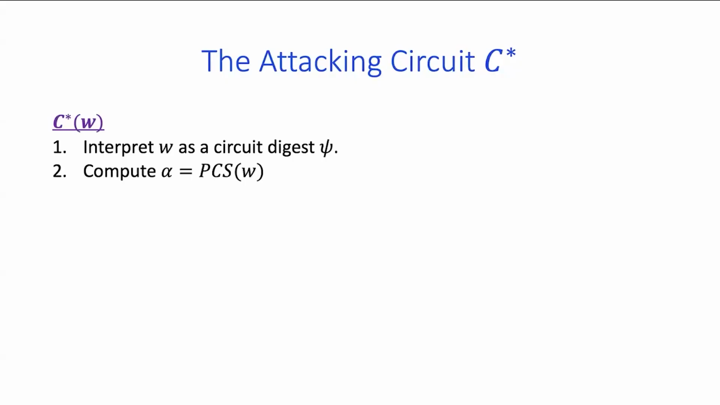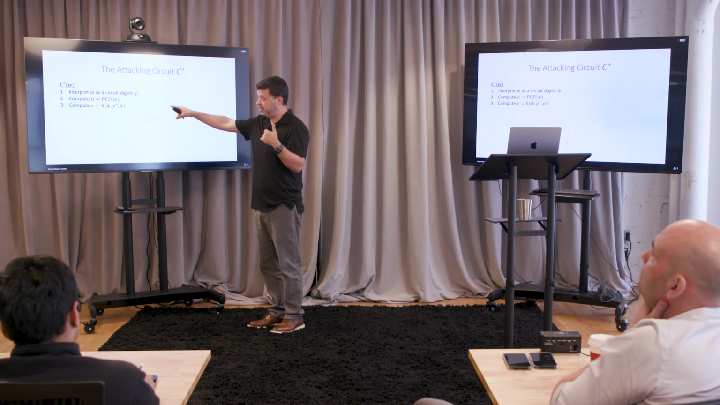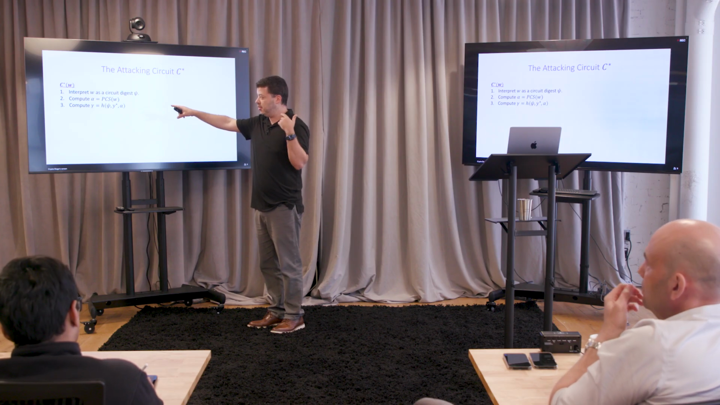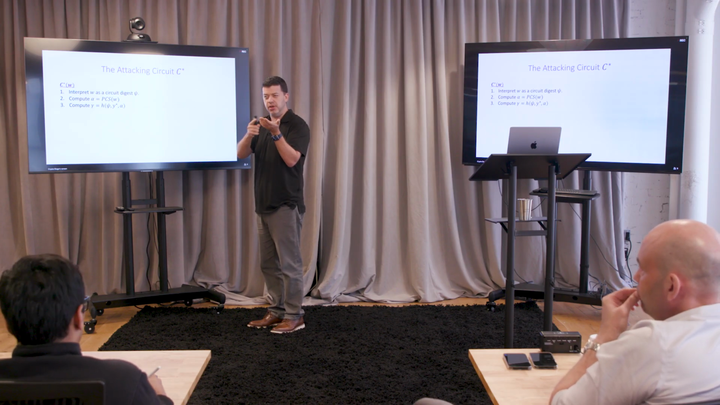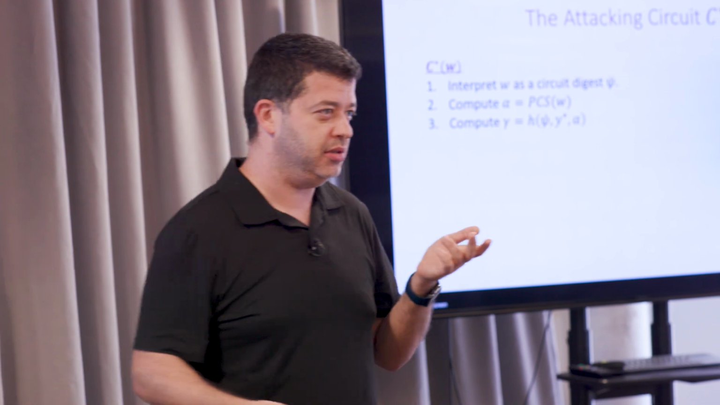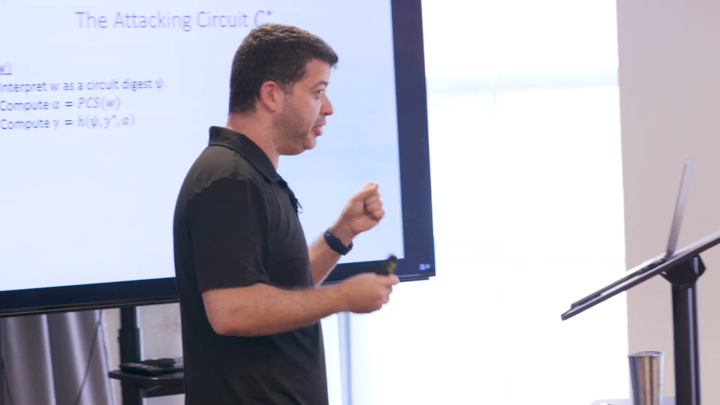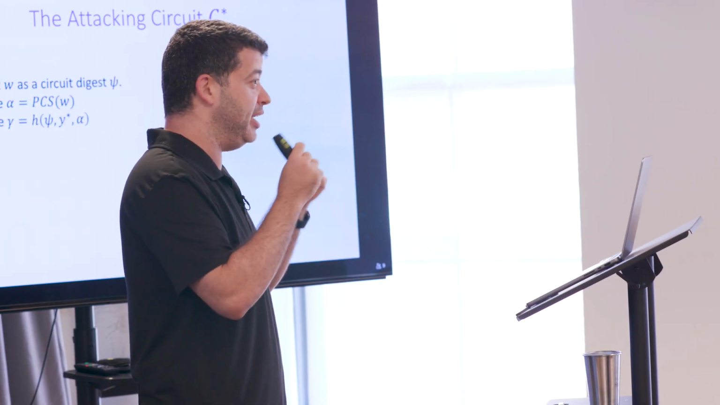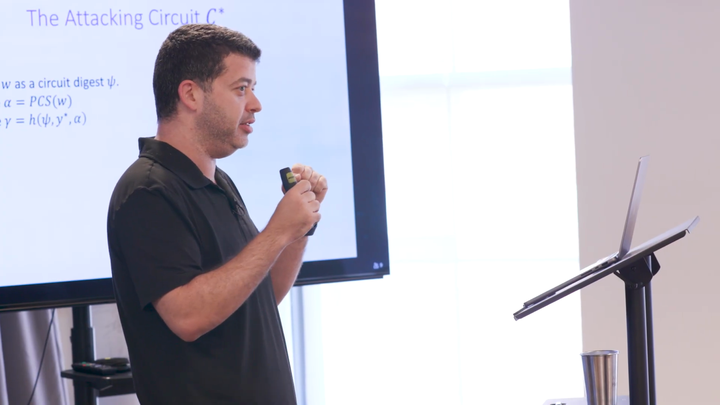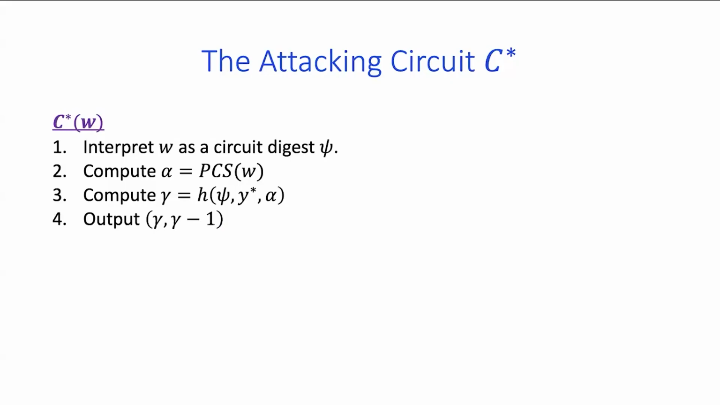Now compute the PCS hash based on W. So compute alpha as you're supposed to. And now we can try to predict the randomness R. I'll denote it here by gamma to distinguish. So what are we hashing? We were supposed to hash our own circuit digest. We're expecting this psi to be that. We feed in Y star, which again was just 0, 0. And we feed in alpha, which we've just computed. And now we get gamma. We're thinking of gamma as being our guess as to the randomness that's going to be selected. And now I do something a bit mysterious, which we'll understand in a second.